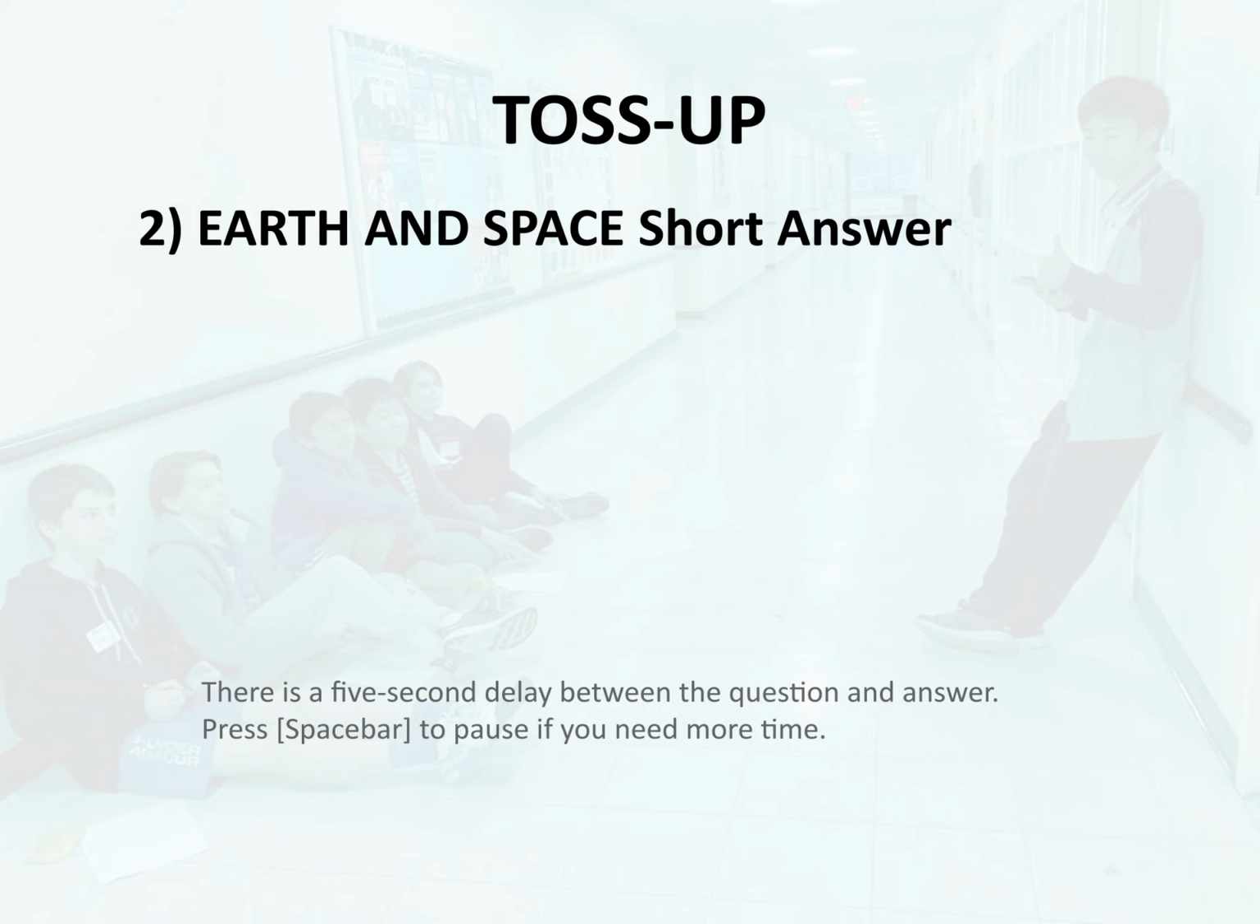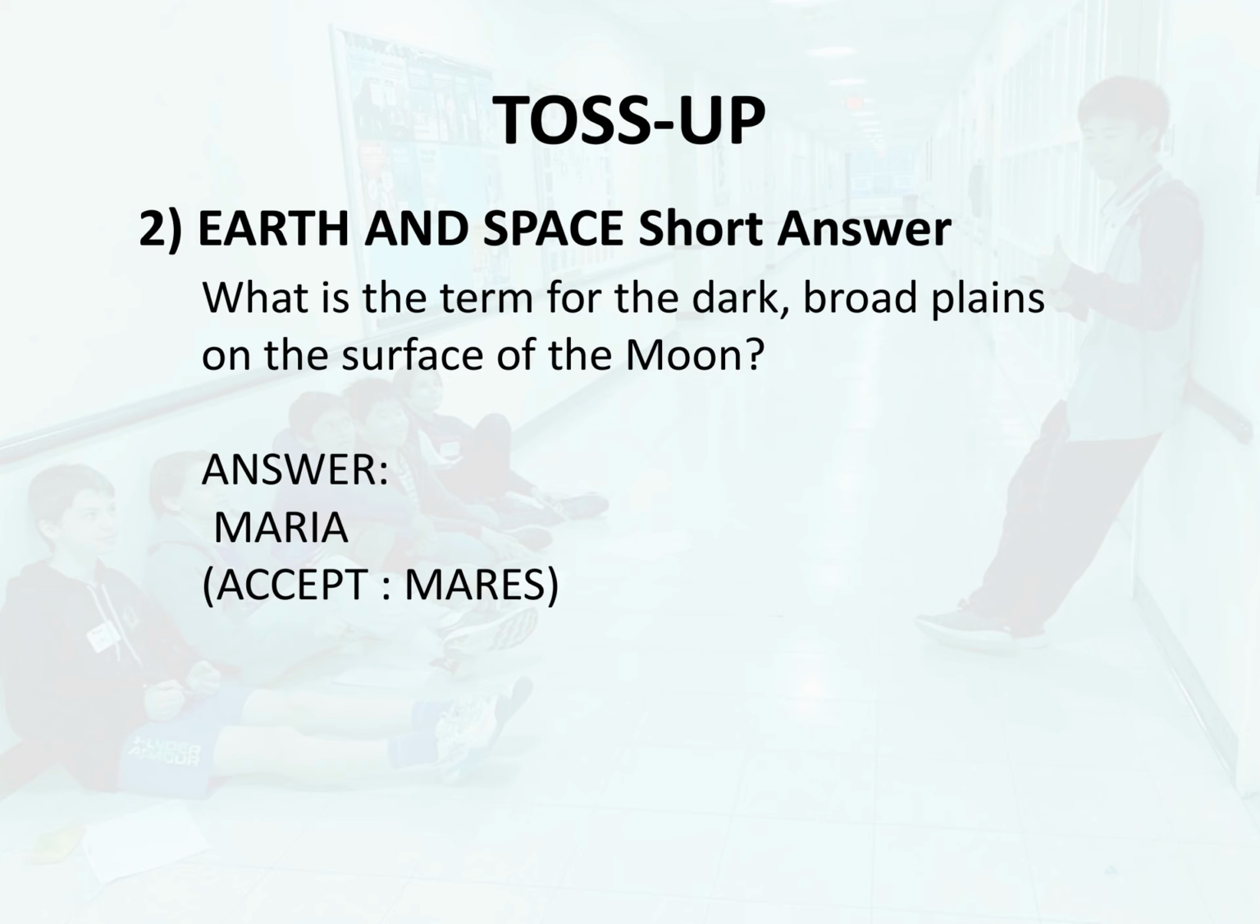Toss-up 2. Earth and space. Short answer. What is the term for the dark, broad plains on the surface of the moon? Answer. Maria.